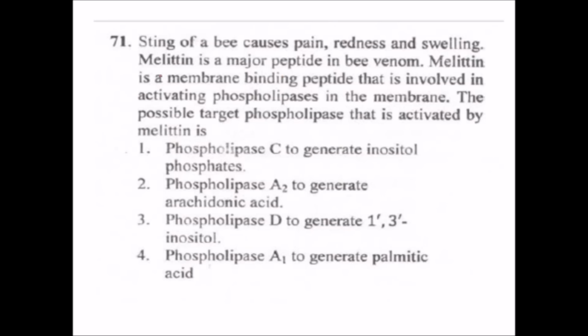The question is, the sting of a bee causes pain, redness and swelling. Melittin is a major peptide in bee venom. Melittin is the membrane binding peptide that is involved in activating phospholipases in the membrane. The possible target phospholipase that is activated by melittin is phospholipase A2, which generates arachidonic acid. So the answer will be 2.